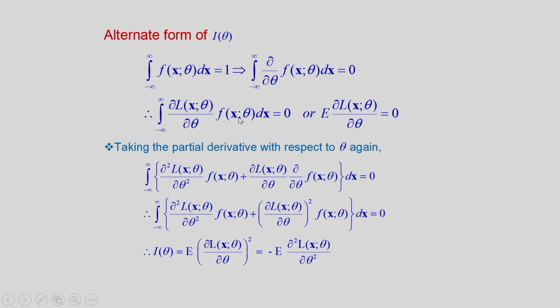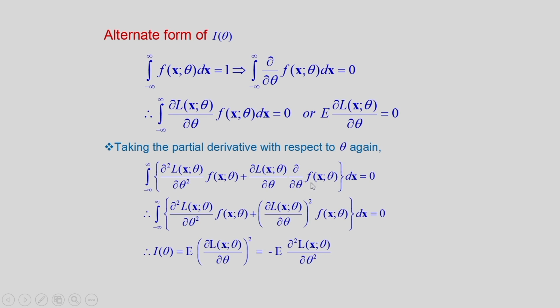But we are interested in the second partial derivative. Therefore, we will again take the partial derivative of this expression. That way we will get, because now it is a product of two functions, if we take the partial derivative with respect to theta again, and of course, we assume that these partial derivatives exist, the second order partial derivative of L with respect to theta into f(x; theta), that is the first term, plus again this term into the partial derivative of this.